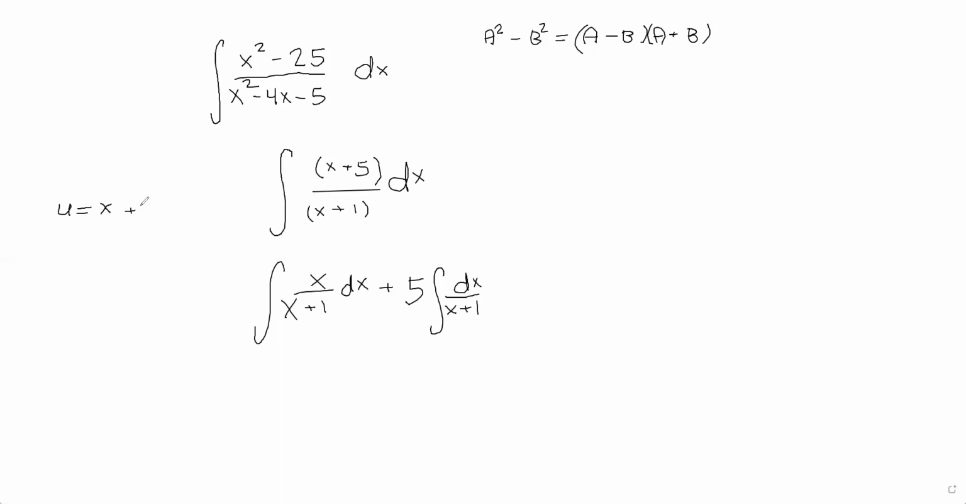And then before we solve for du, I'm going to solve for x. So I'm going to subtract both sides of this equation. It's not a differential equation, it's just an ordinary equation. Subtract both sides by 1, and we get x is equal to u minus 1. Fantastic. And then now I'm going to take the derivative. The derivative of u with respect to x is just 1, and then I'm going to multiply both sides by dx, so we get du is dx.